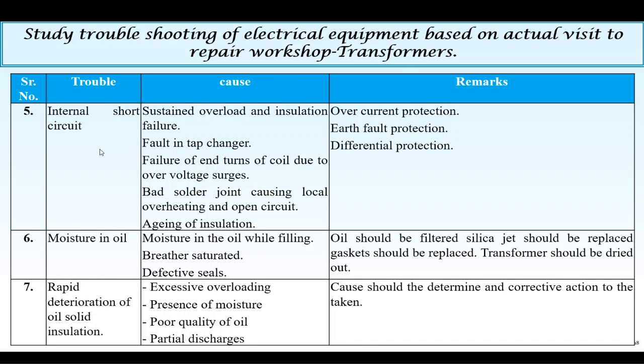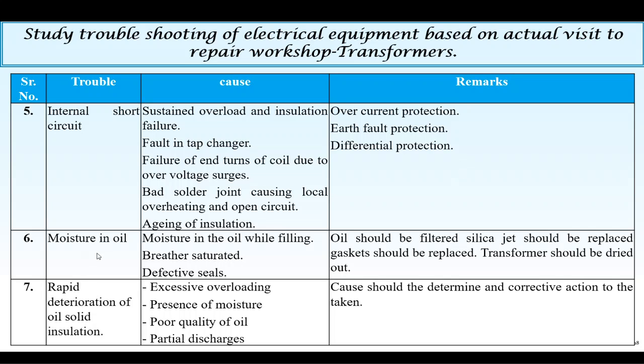Next one is internal short circuit. The causes are sustained overload and insulation failure, fault in tap changer, failure in end turns of coil due to over voltage surges, bad solder joint causing local overheating and open circuit, aging of insulation, etc. So the remarks for this are overcurrent protection, earth fault protection and differential protection are needed.